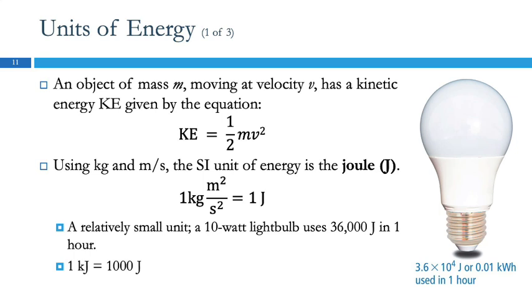And of course, we can use metric prefixes with it. So we can talk about a kilojoule. Kilo stands for 10 to the 3, or 1,000. A kilojoule is 1,000 joules.